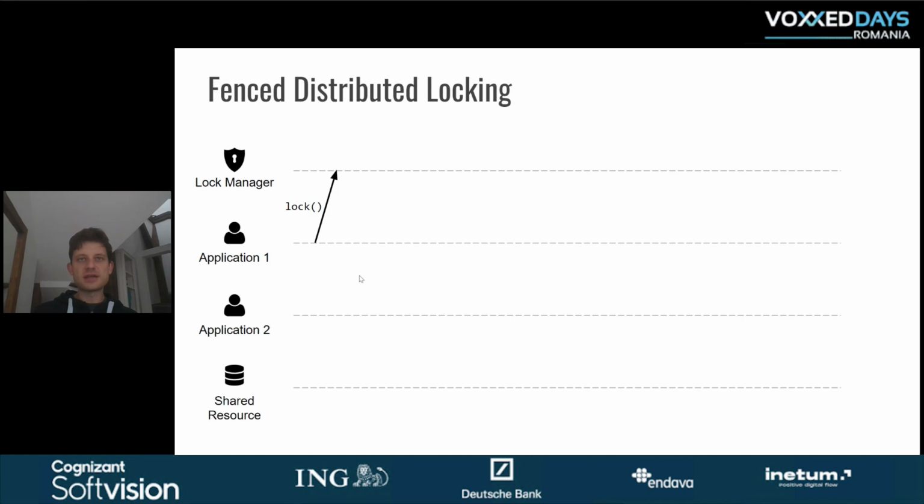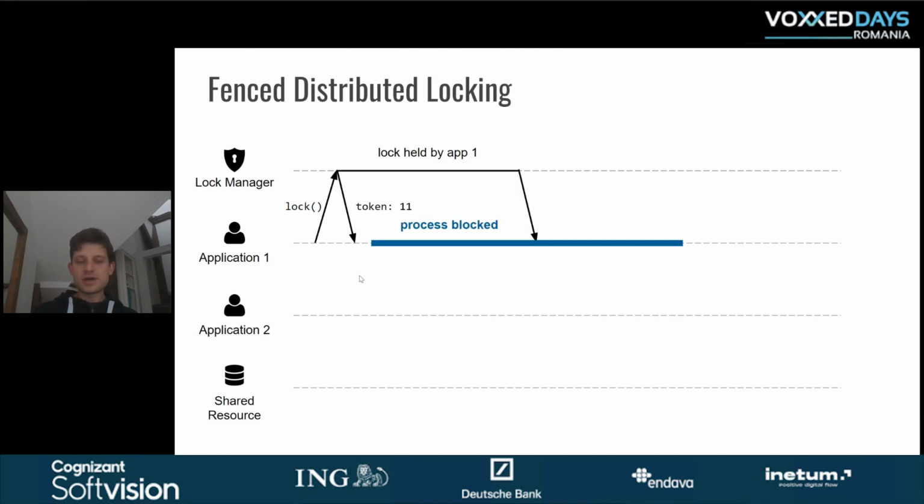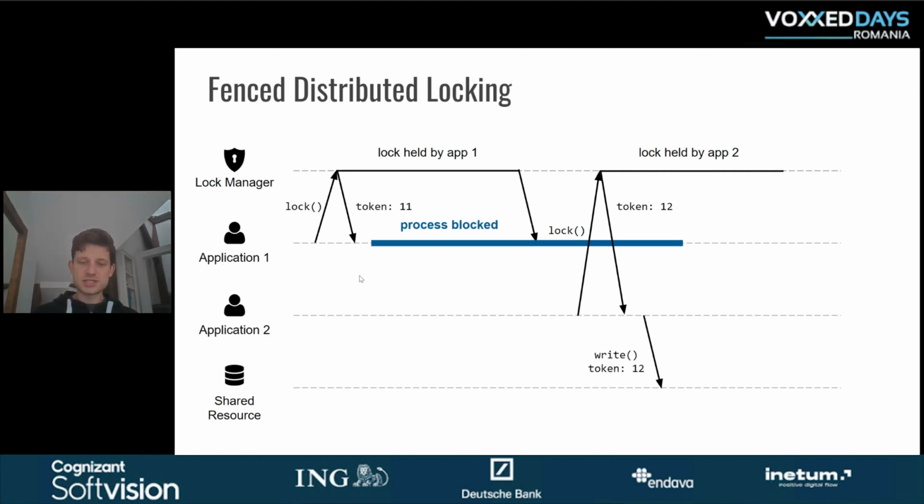Application 1 now sends a lock request. It says, okay, lock is held, you have your lease time, and your token is 11. Now the process is blocked. Application 2 acquires the lock. The lock manager says, okay, lock is acquired, your token is 12. It writes to the shared resource saying, I write this to this database with the token 12. The database says, okay, it's fine.